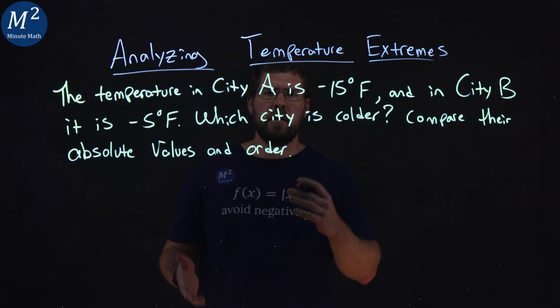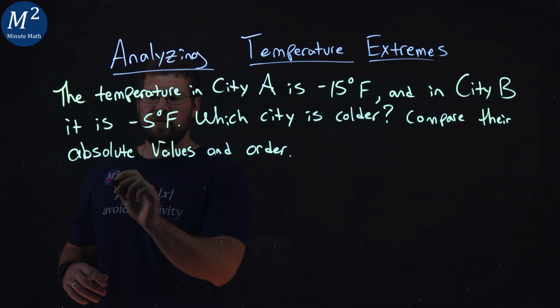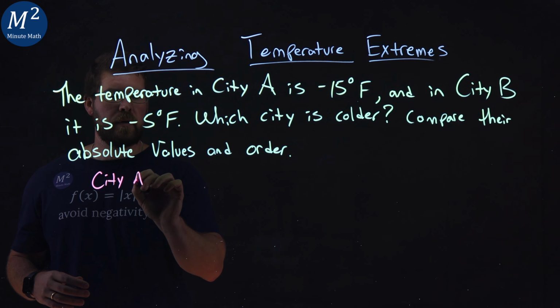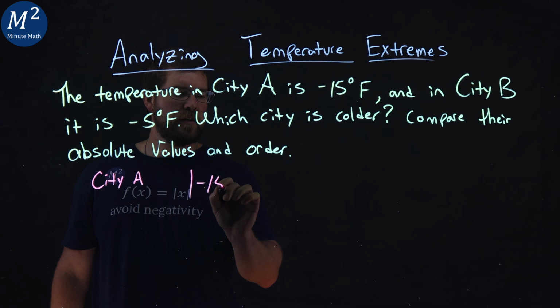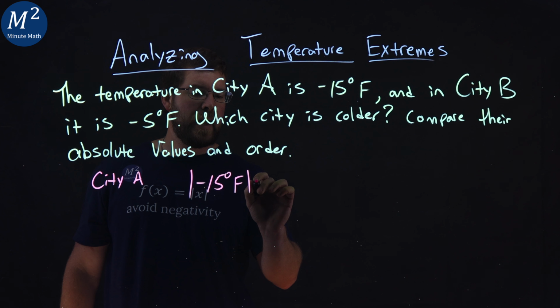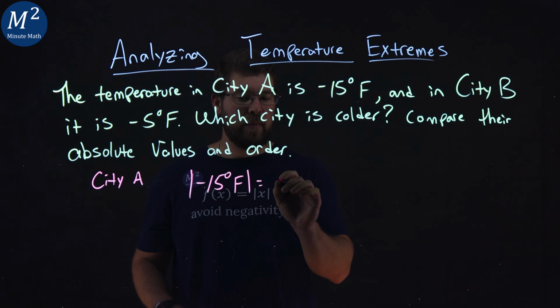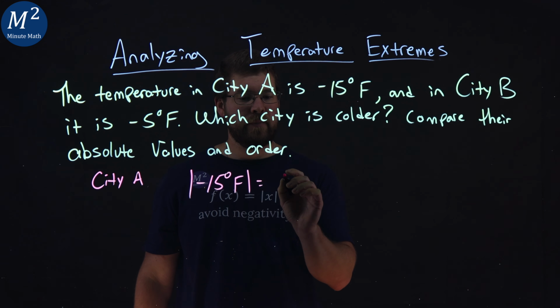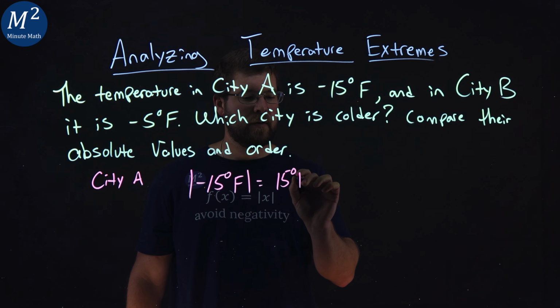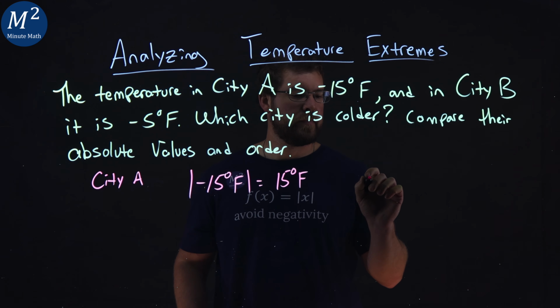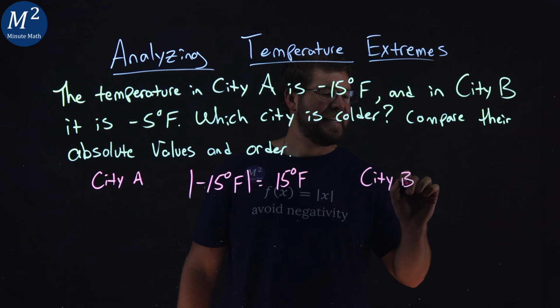Okay, so let's take the absolute value of each one. We have city A, and that's negative 15 degrees Fahrenheit. We're taking the absolute value of a negative number as a distance from 0, and the absolute value of negative 15 degrees Fahrenheit is a positive 15 degrees Fahrenheit, distance from 0. City B, same idea.